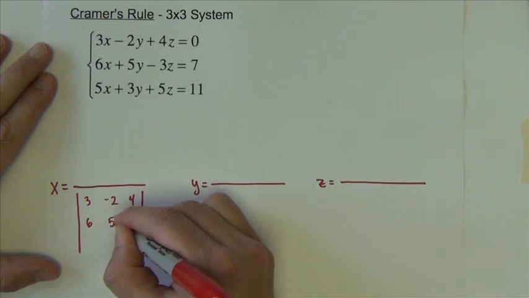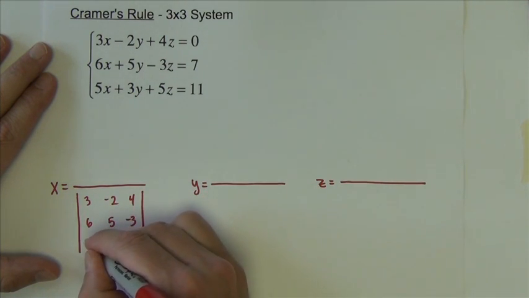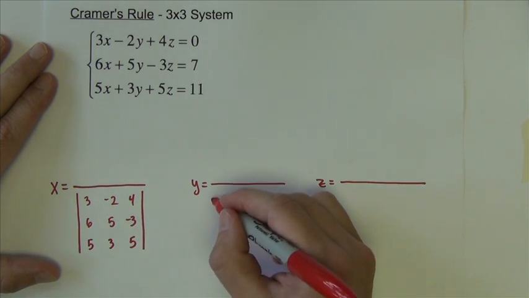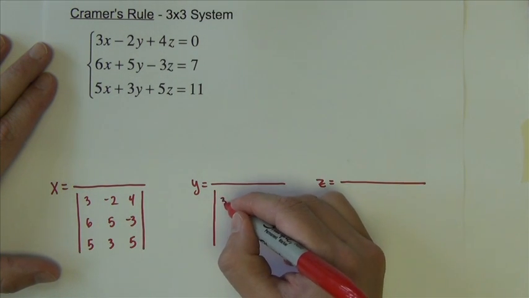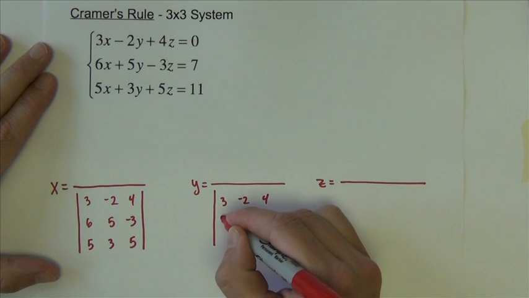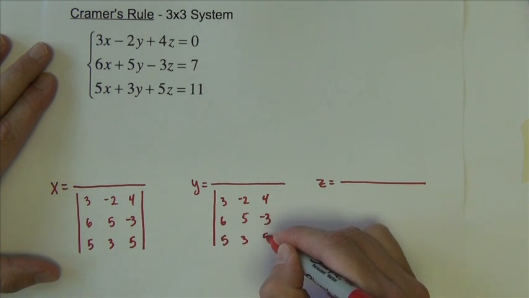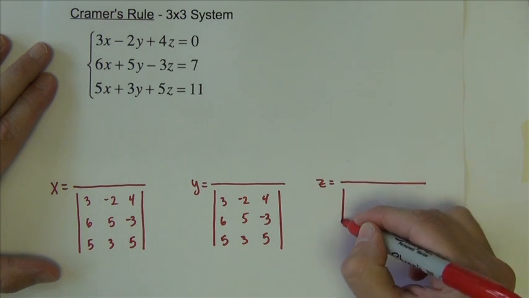So I'm just taking the numbers off the x, y, and the z's in each equation. And it's going to be the same over here. It's going to be the same on the z.